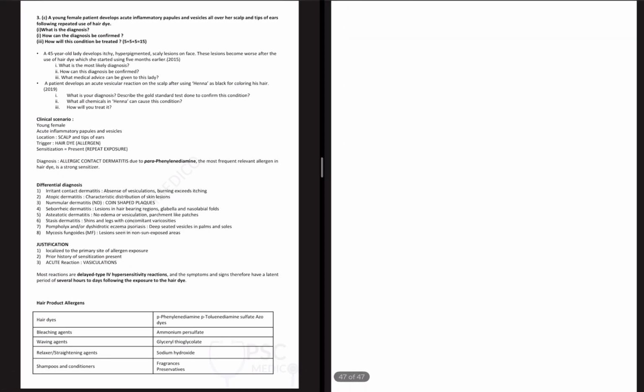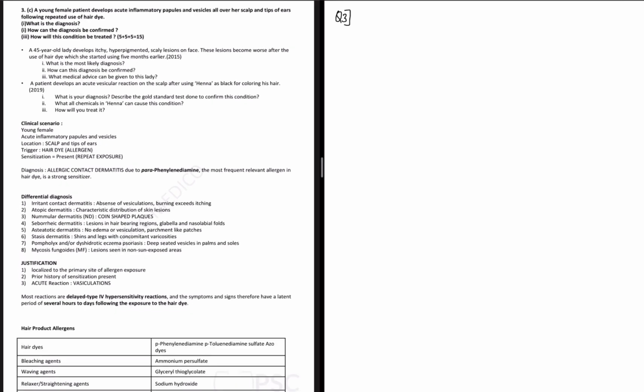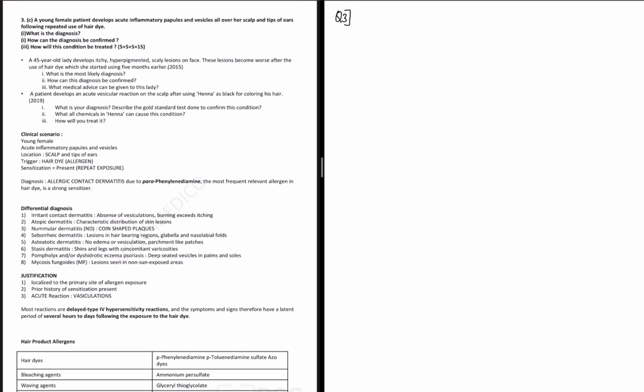Now, next we have question number 3. The weightage overall is 15 marks and there are 3 subparts in it. Now let's try to highlight the clinical scenario. Even in the exam, try to highlight the clinical scenario, because it forms a very good pillar, a very strong base for your answer while writing. So the clinical scenario is a young female again.